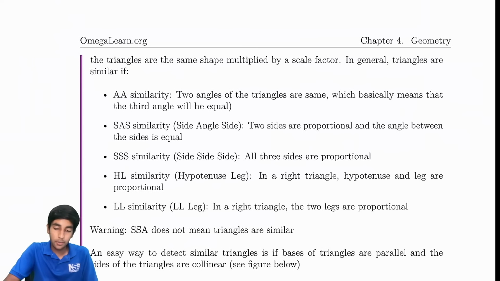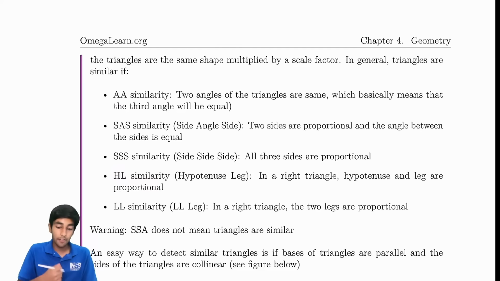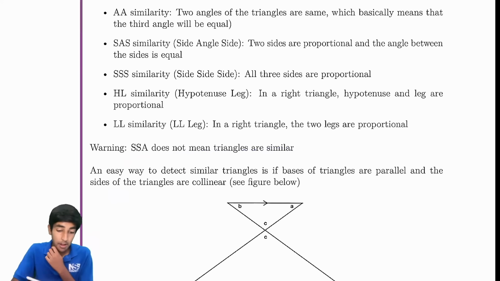There's a bunch of similarity rules. You're probably familiar with AA similarity, where two angles are the same. SAS, two sides have the same ratio and one angle is congruent. SSS, three sides have the same ratio. HL, the hypotenuse and leg have the same ratio. And LL, the two legs have the same ratio. And be careful about SSA.